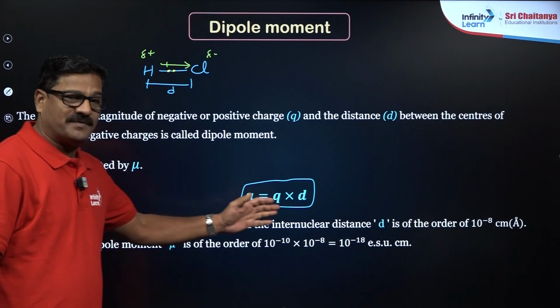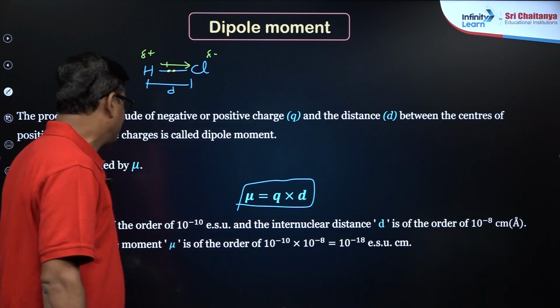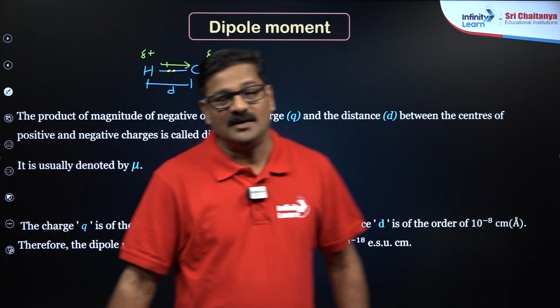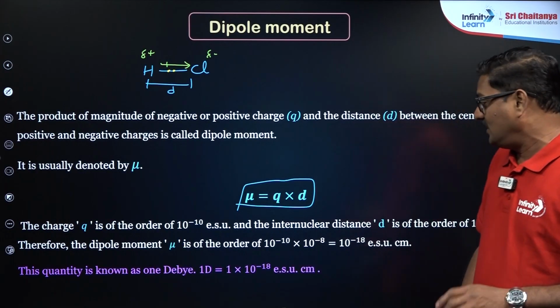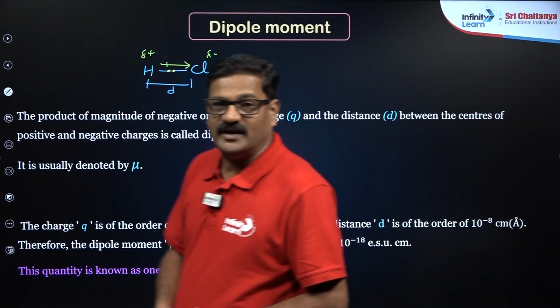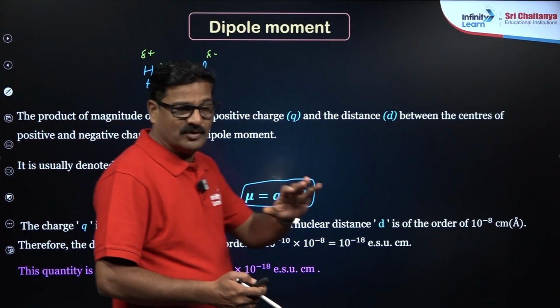The distance is in the range of angstrom units, 10 power minus 8 centimeters, and the charge is in the range of 10 power minus 10 ESU. And 1 Debye is equal to 1 into 10 power minus 18 ESU centimeters. So this is the basic version of this dipole moment.